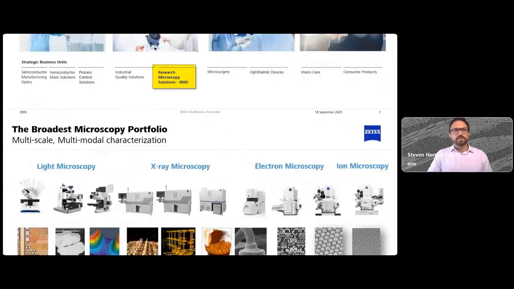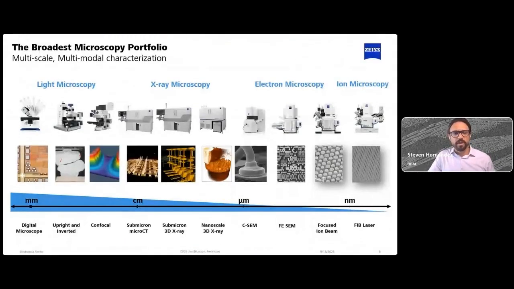Also, not just a global presence, but what does 200 years of innovating in microscopy get you? Well, it gets you the broadest portfolio in microscopy, from light, X-ray, electron, and ion microscopy. We really truly cover the full multi-scale characterization spectrum here. So spatial resolutions all the way from centimeters, large samples, large fields of view, all the way down to nanometers, sub-nanometer resolution. But it's not just about resolution, right? We've got to talk about the modality. That's why we have light. That's why we have X-ray, electron, because it depends upon what information we're trying to get out of our material.